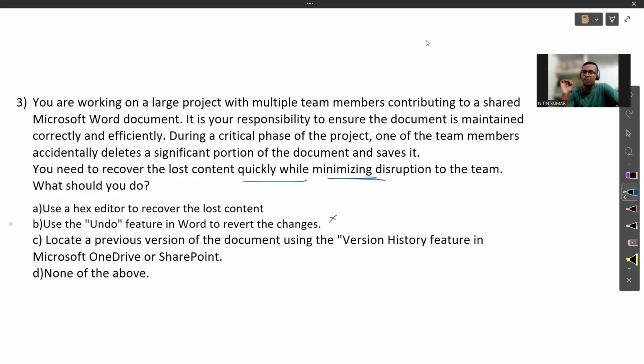Now, the third option is saying, very important, locate the previous version of the document using the version history feature in Microsoft OneDrive or SharePoint. There is a very important feature in all the Microsoft software that is floating around, a version control history, where the previous versions are stored. So I just have to go and check its previous versions, and from where the change happened, I just have to go there and restore everything from there. Let's say at a particular time, XYZ time, a change happened. I will go to the version previous to it where this change had not happened, because I want that document, and I will restore it for current use.